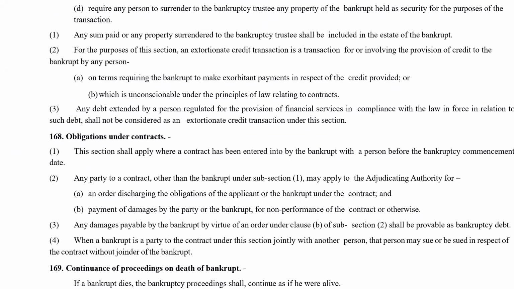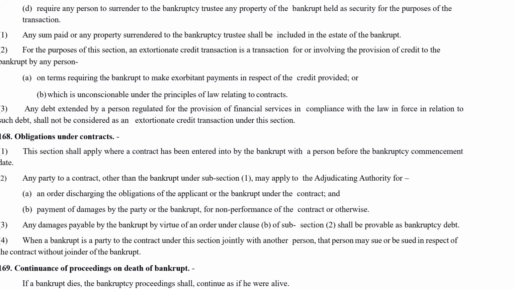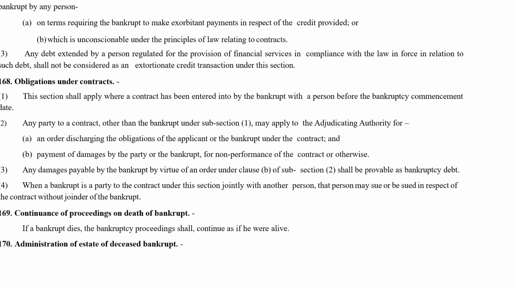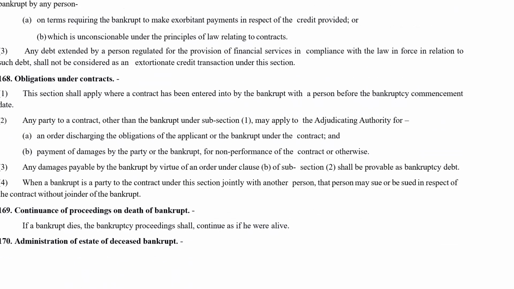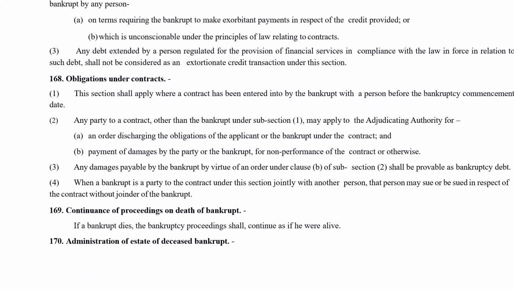Obligations under contracts. This section shall apply where a contract has been entered into by the bankrupt with a person before the bankruptcy commencement date. Any party to a contract other than the bankrupt under subsection 1 may apply to the adjudicating authority for an order discharging the obligations of the applicant on the bankrupt under the contract and payment of damages by the party or the bankrupt for non-performance of the contract or otherwise. Any damages payable by the bankrupt by virtue of an order shall be provable as bankruptcy debt.